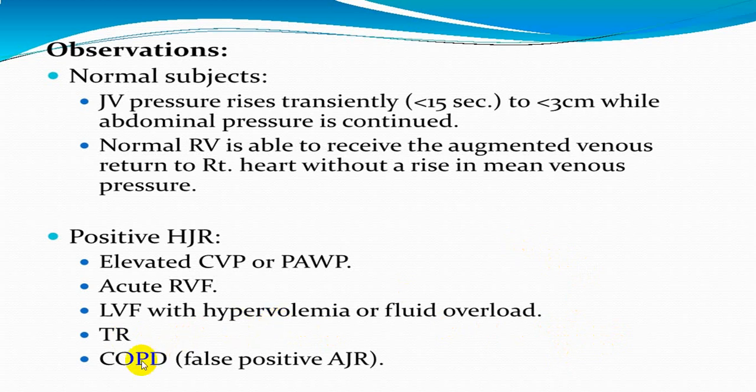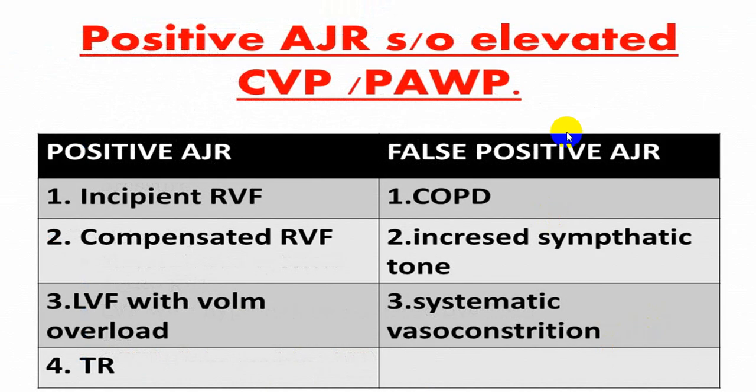While they say that in a COPD, it will be false positive because of increased intrathoracic pressure. So positive HJR, classical in case of a latent right ventricular failure, compensated right ventricular failure, left ventricular failure and TR. Remember these four conditions. And as far as the false positive, HJR will be in case of a COPD only. Try to remember that. If they ask you anything more, then increase sympathetic activity and sympathetic vasoconstriction.